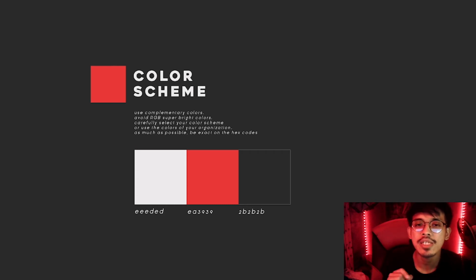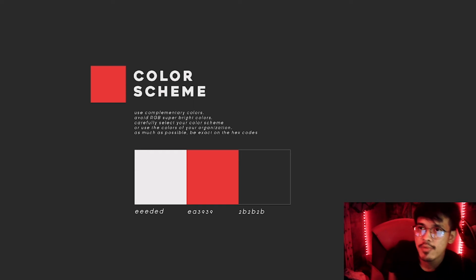Hence, it's always preferred that you memorize, or if you cannot memorize, you take note of the hex codes. So these are the hex codes. For example, in my materials, my hex codes will be EDEDED, a light gray, that's not white, that's a light gray shade of color. EA3939 is a bright red, crimson, or vermilion. And 2B will be dark gray, that's not black.